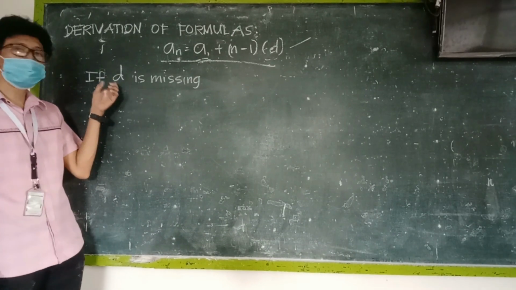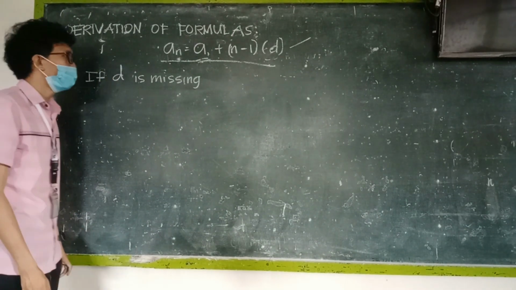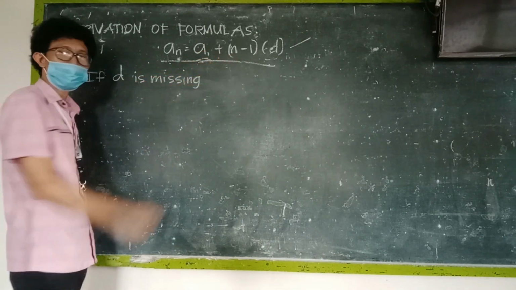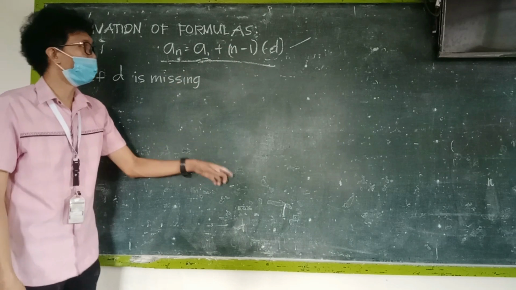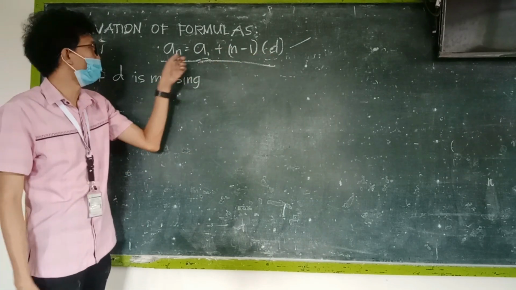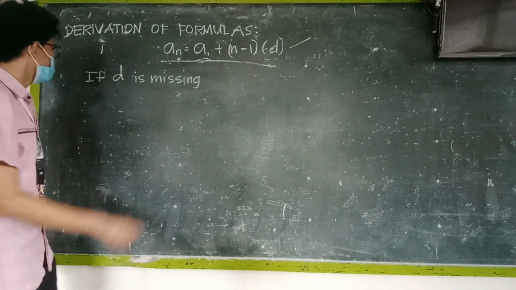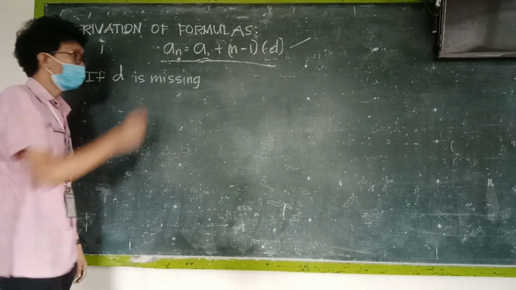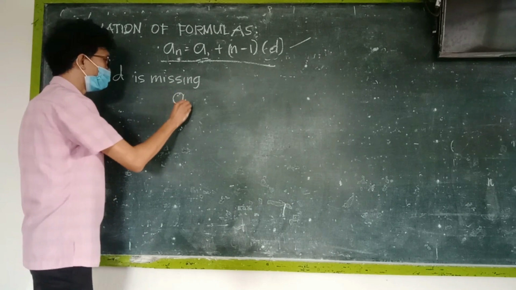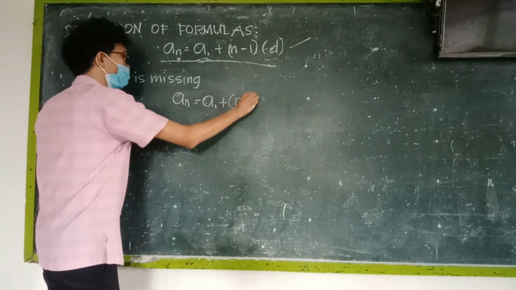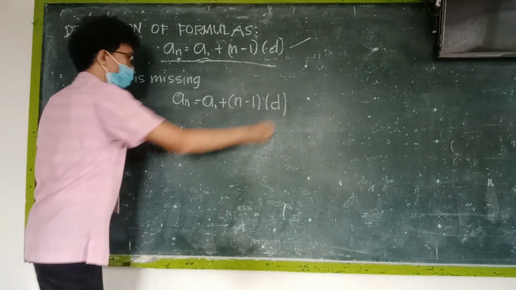Paano naman kapag d ang nawawala? So, kanina, hinanap natin ang formula kung a sub 1 ang nawawala at saka n ang nawawala. Ngayon, kukunin naman natin ang formula kapag d ang nawawala given ang a sub n, a sub 1 at saka ang n. So, if d is missing, babalik tayo doon sa original formula, which is a sub n is equal to a sub 1 plus n minus 1 times d.